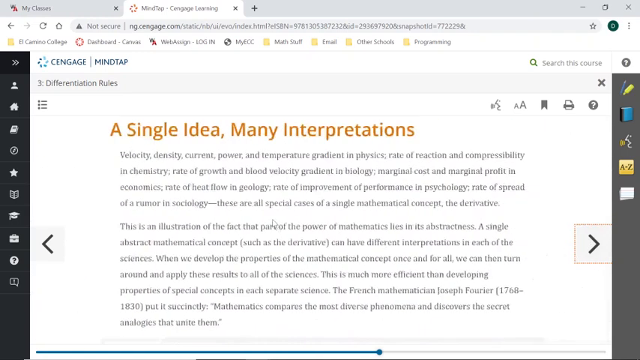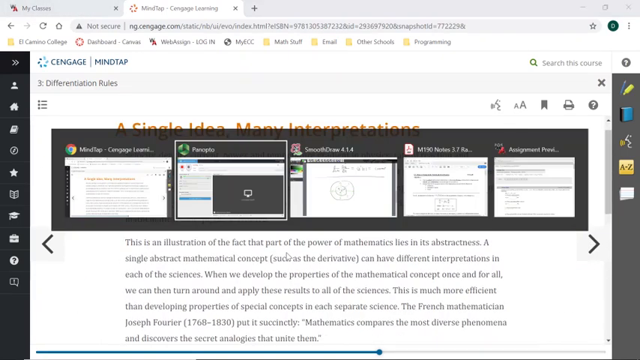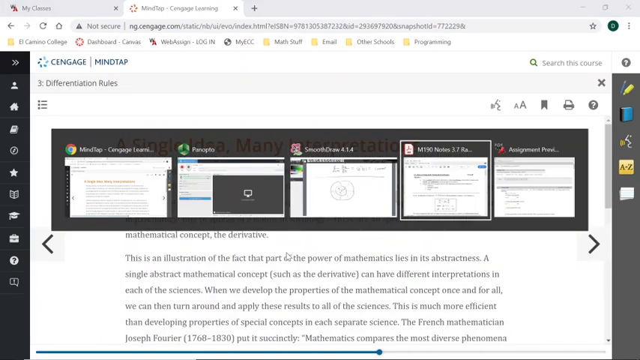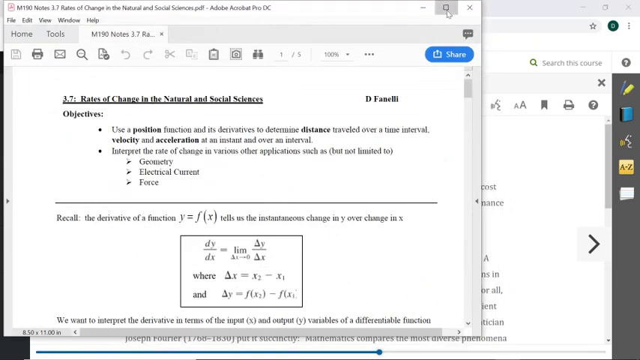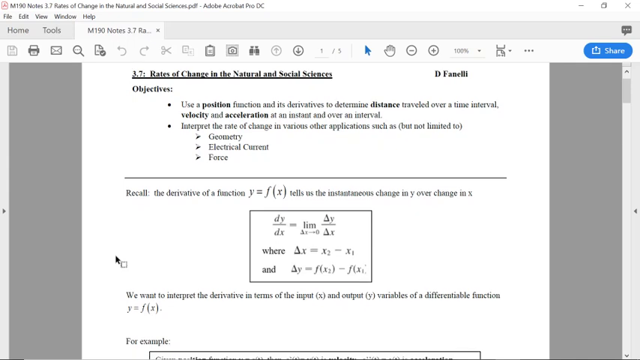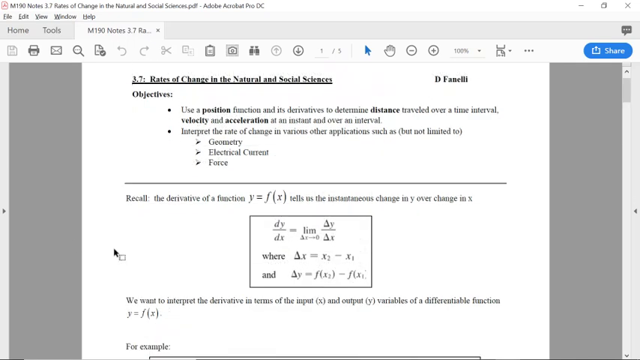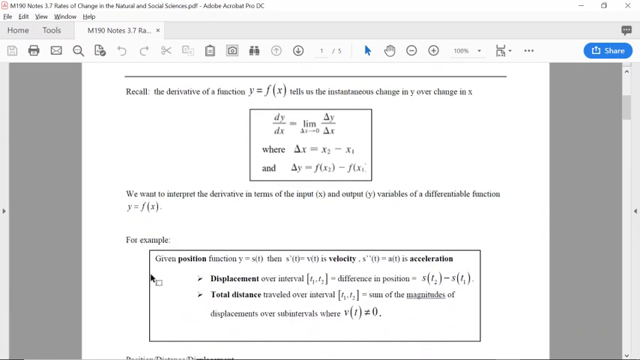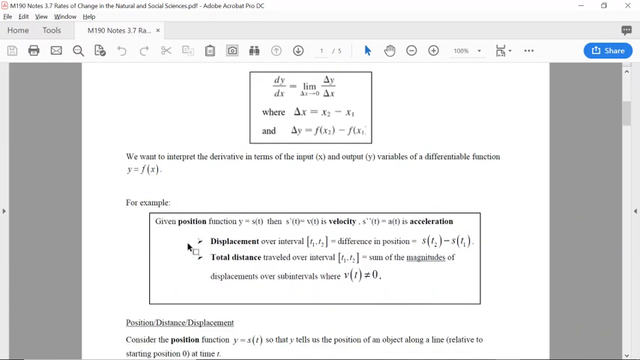For your assignment, we'll be focusing mainly on applications within physics and some general interpretations of the derivative. I've included some typed lecture notes for you as well, starting with a discussion again of the position function related to the velocity and the acceleration function, with the inclusion of this notion of finding the distance traveled over a given time interval.